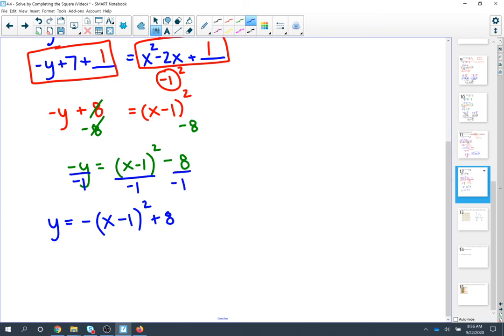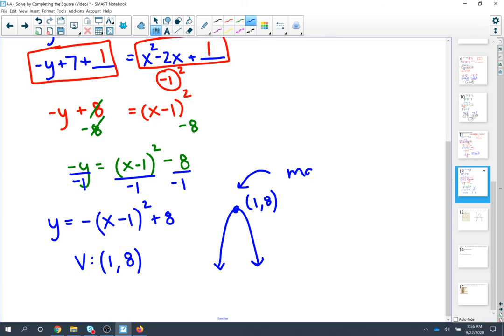Now that we're in vertex form, I know that my vertex is at positive 1, positive 8. Remember, inside the parentheses goes opposite. I also know that because my a value is negative, my parabola will point down. So my vertex is up here at 1, 8. And I know that I have a maximum at y equals 8.